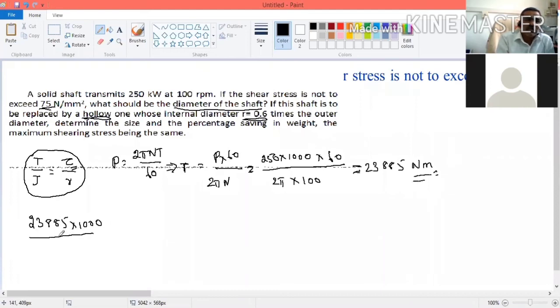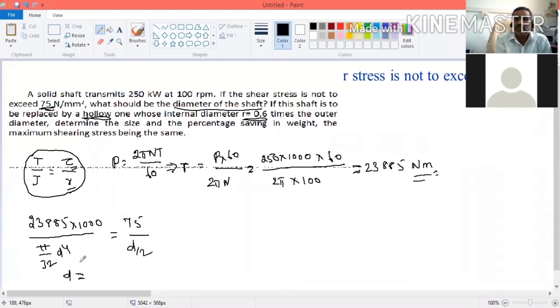Divided by J. What is J? J is equal to pi by 32 d power 4. That is equal to shear stress 75, in Newton per millimeter square, divided by R. R is equal to d by 2, you can put d by 2. So in this equation, the only unknown is diameter. You can calculate the value of diameter.